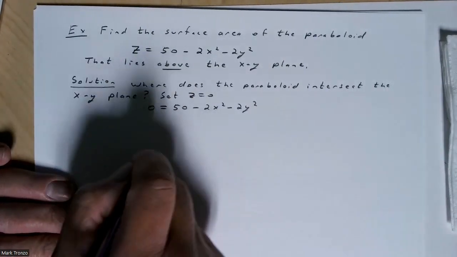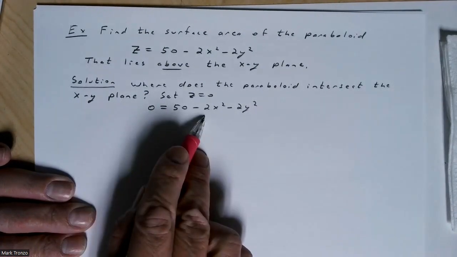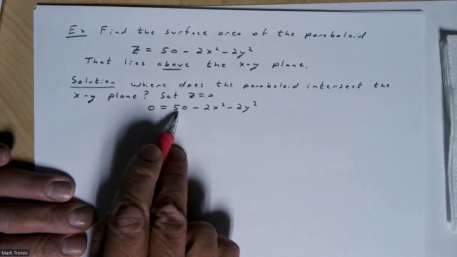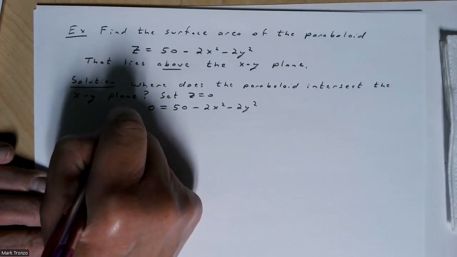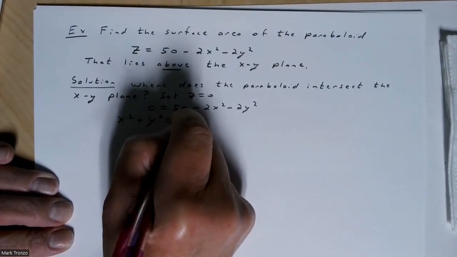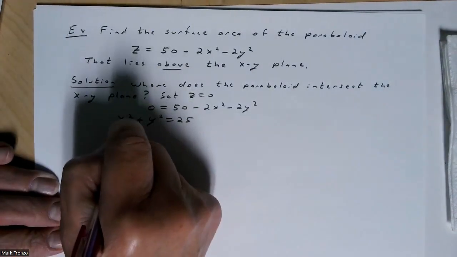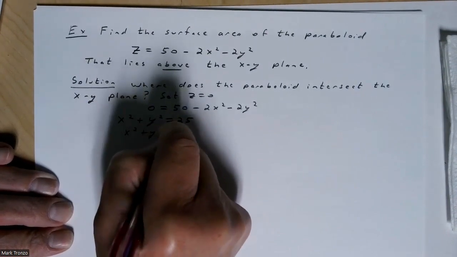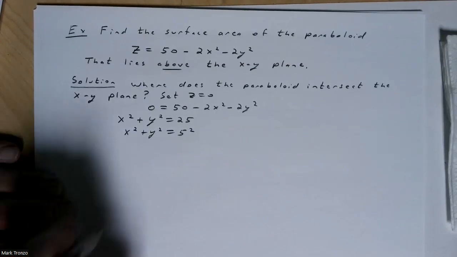Bring that all over to the left-hand side and divide everything by 2. When we divide everything by 2, this will go down to 25, and these 2's will go away. We'll have x squared plus y squared is 25. Or, of course, x squared plus y squared is 5 squared. So that's going to be our domain.